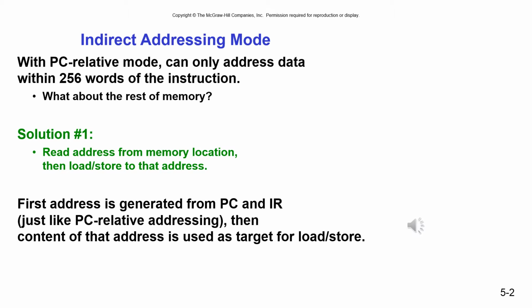So the first solution is to read the address from a memory location, then load or store to that address. The first address is generated from the program counter in the instruction register, kind of like PC relative addressing. Then the content of that address is used as a target for load store. I know that sounds a little convoluted. There probably could be a better, more comprehensive explanation, but don't worry about it because guess what's coming next? Another demonstration video. Hang in there.